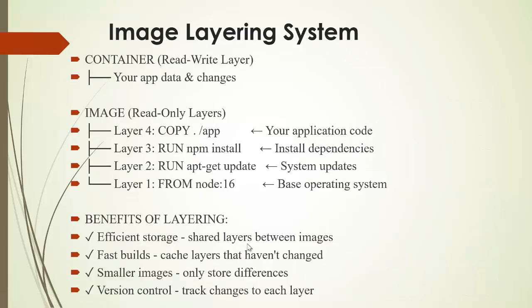Image layering system. The container has a read-write layer for your app data and changes, and the image is made of read-only layers: layer 1, layer 2, layer 3, layer 4. In layer 1, Node 16 is the base operating system. Then RUN apt-get update for system updates, RUN npm install for dependencies, and COPY . /app for your application code. Those are read-only layers.